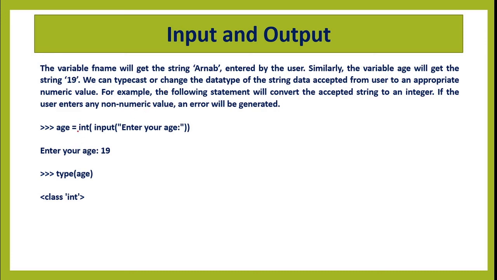Here we are using the function int() to typecast the variable. So age = int(input("Enter your age")). It asks for the input from the user. We typed 19 here. After that, we enter the instruction type(age) to know the type of the age variable. Before, it displayed string; now it displays int, because here we are using the int function for the typecasting purpose.